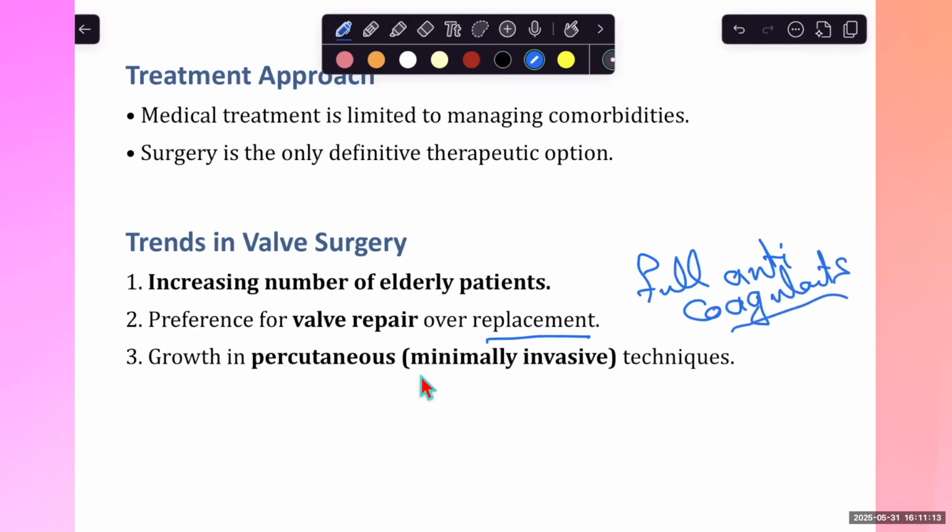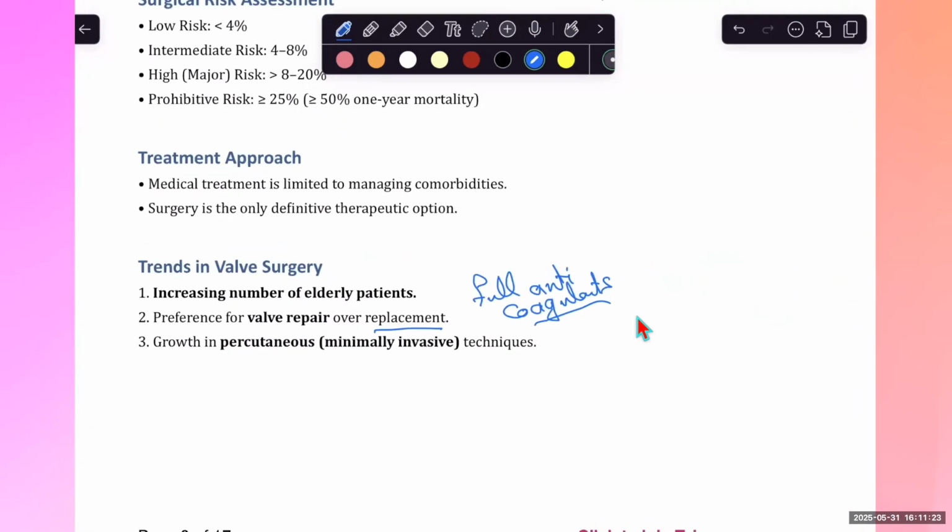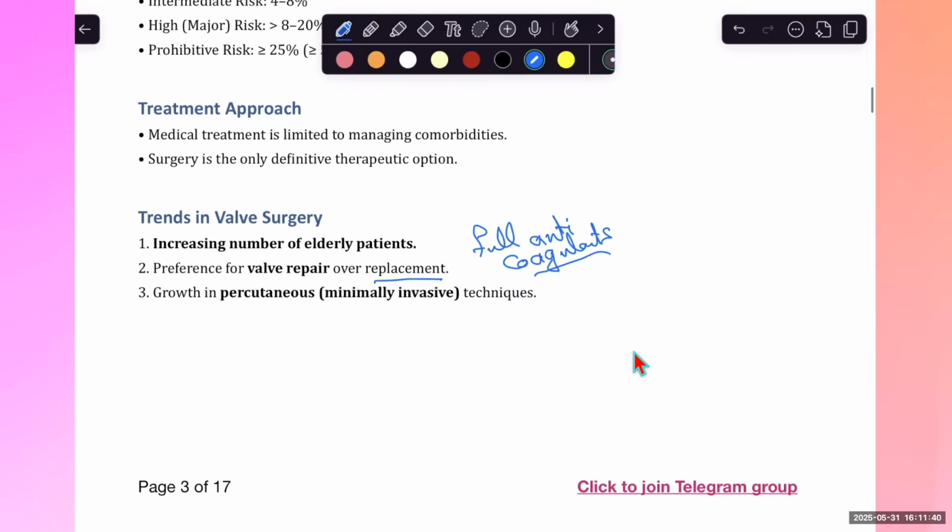And it's extremely difficult for a patient to be compliant with this drug, and to always keep this anticoagulant in the therapeutic range all the time. It's very difficult. So if you are able to just do a repair and avoid the full anticoagulants that he will receive for the rest of his life, it would be better.